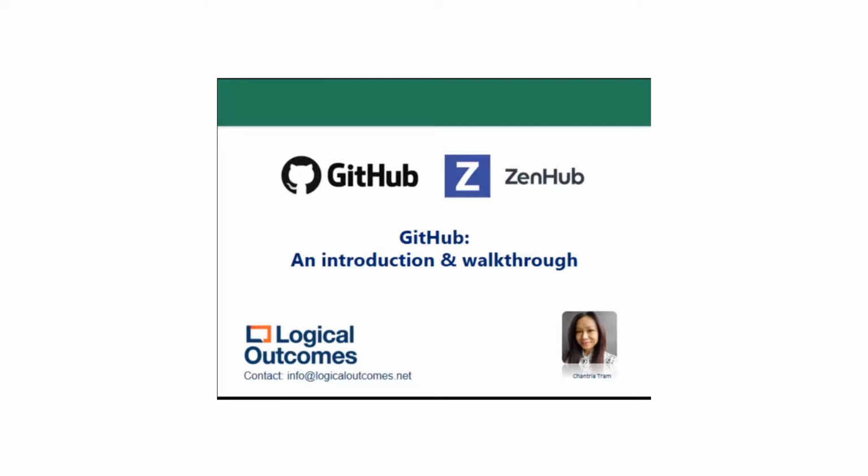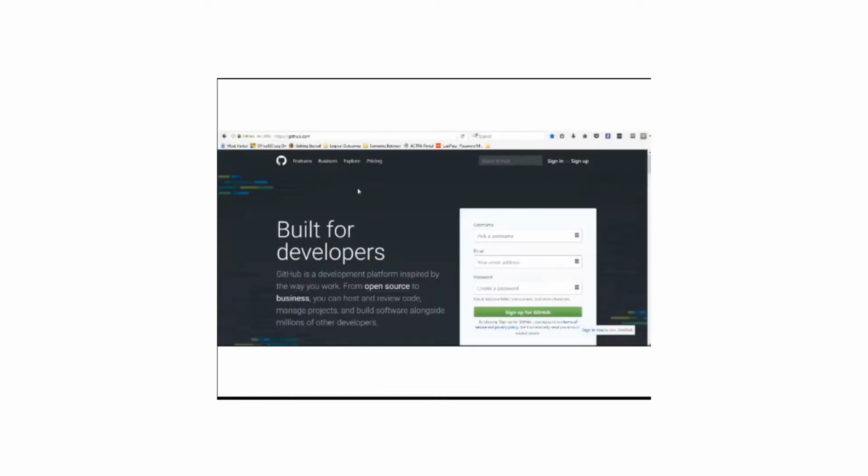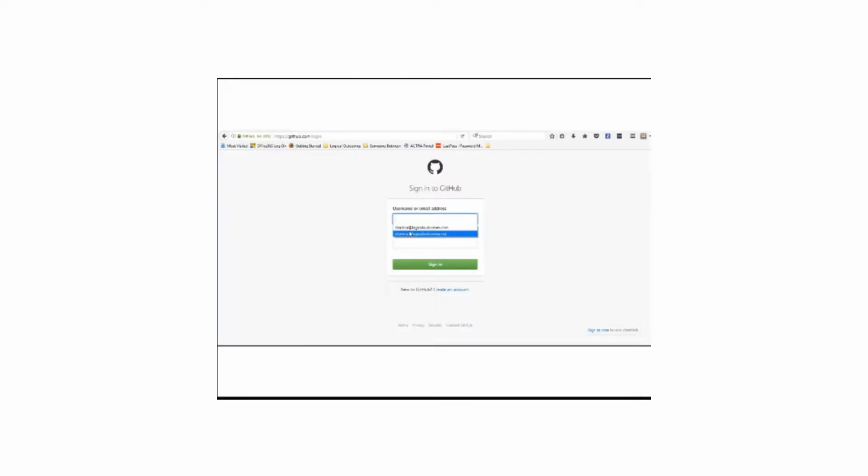In this video, I'll be taking you through an introduction and walkthrough of GitHub. Alright, so the first thing you want to do is, of course, sign up for a GitHub account at github.com. We'll have the link for you below. It's really quick and easy. For your email address, you want to ideally use your Logical Outcomes email address, create a password, and sign up. In this case, I already have one, so I will simply sign in to show you around.